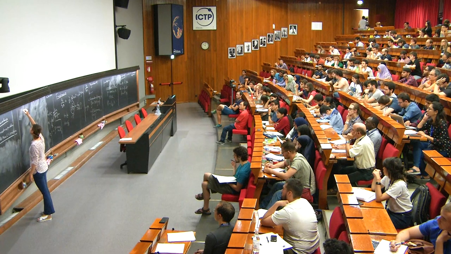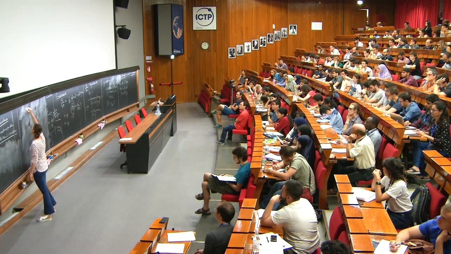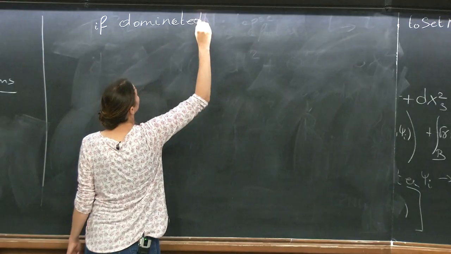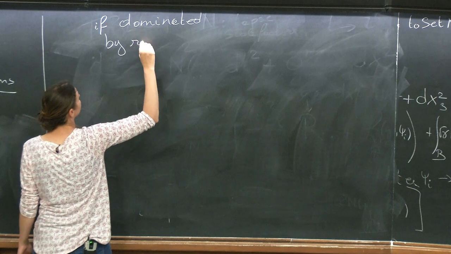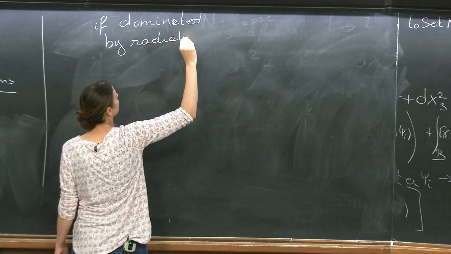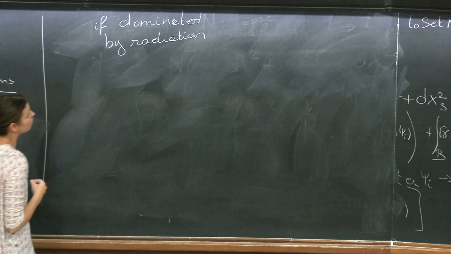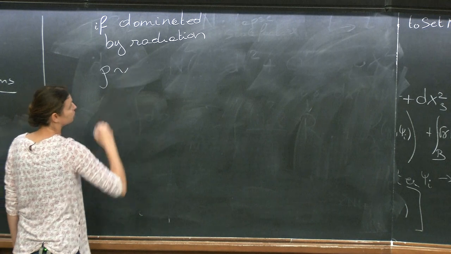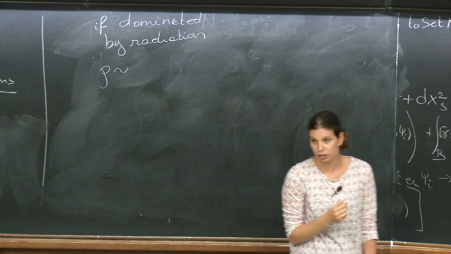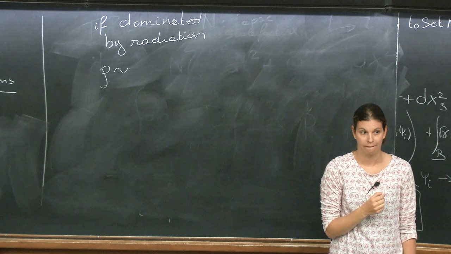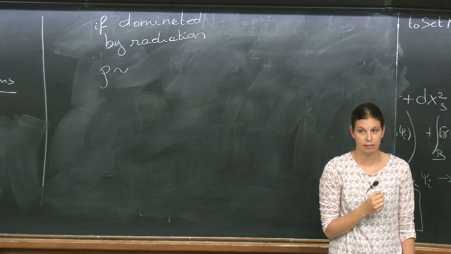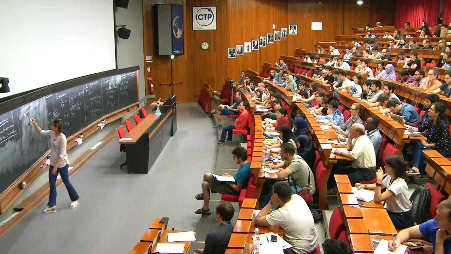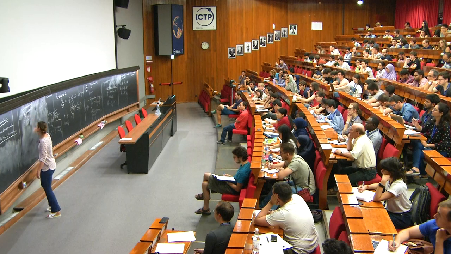So if we were dominated by radiation, do you know how the energy density would behave during the period of the radiation era? Energy density constant? Yes, 1 over a to the 4. So you all seem to be aware of that.